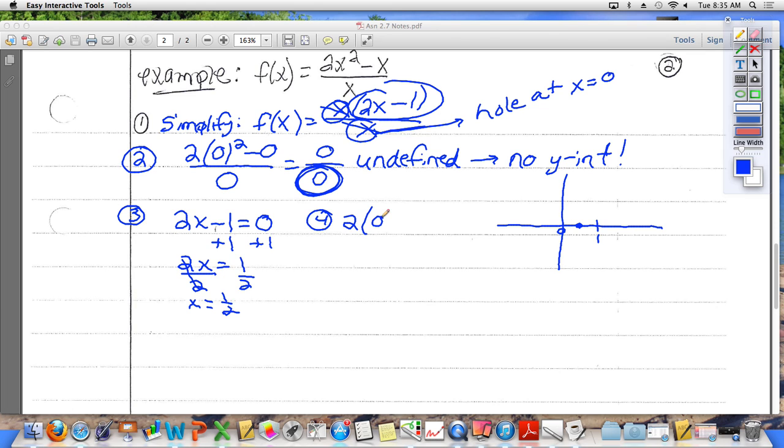We do 2 times 0 minus 1. What's 2 times 0 minus 1? Negative 1.